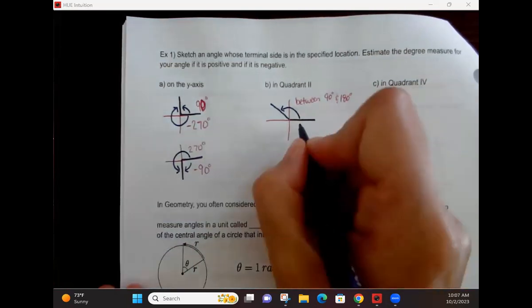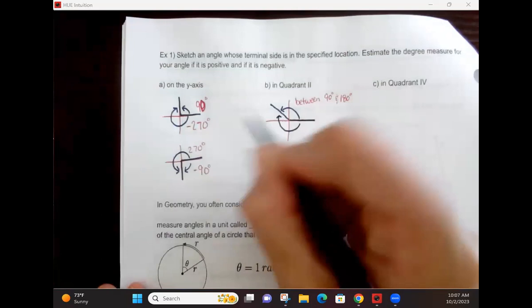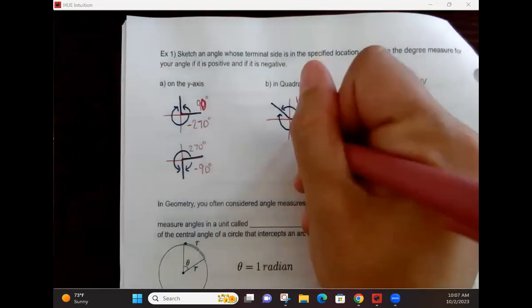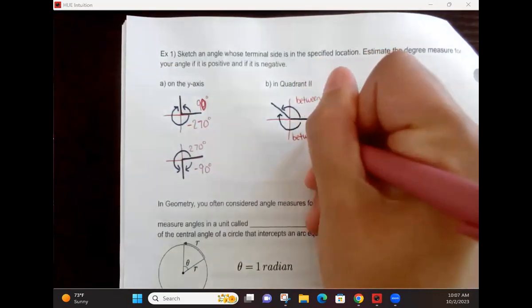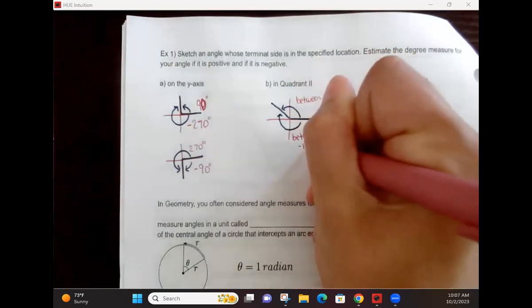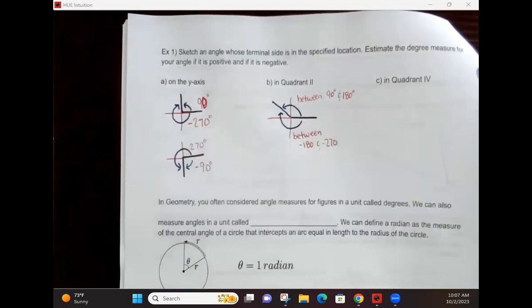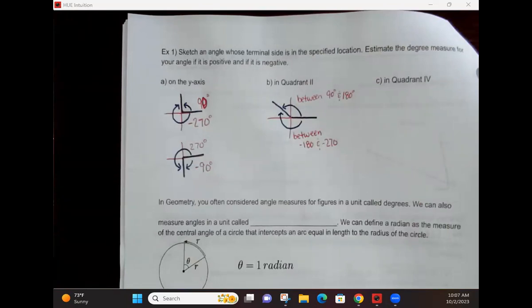What about your negative angle? Maybe 125. It's got to be somewhere between negative 180 and negative 270. Somewhere between. 225, okay. Give me a reasonable estimate for your angle.